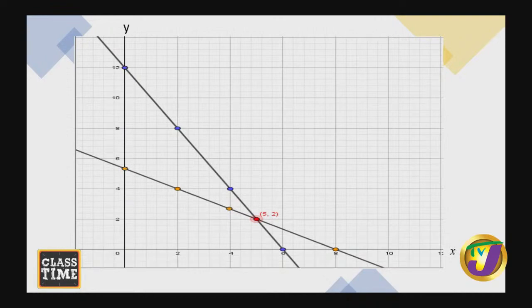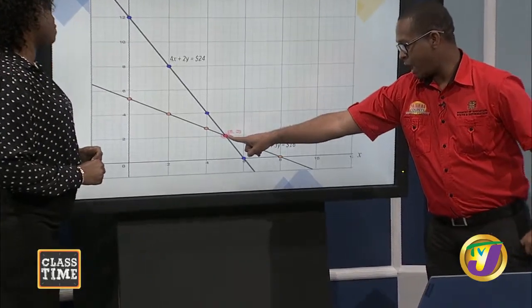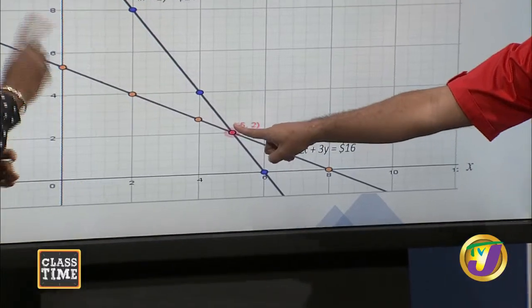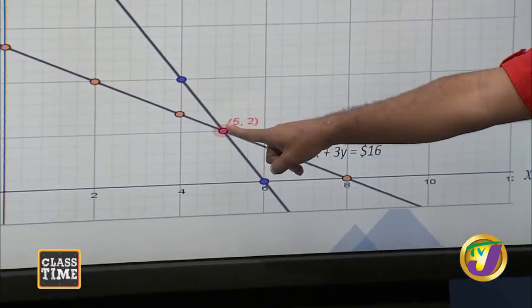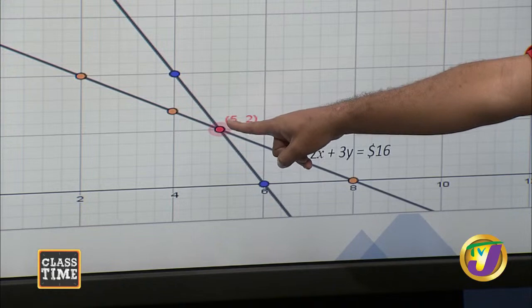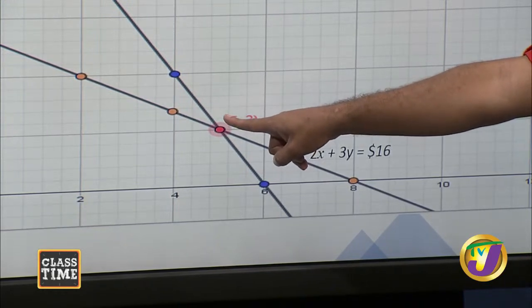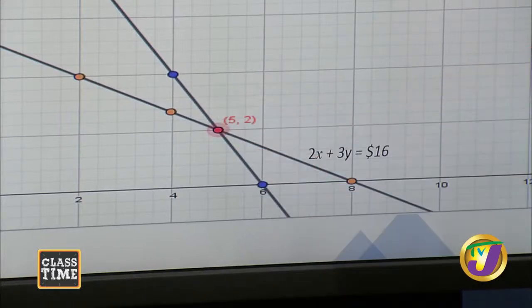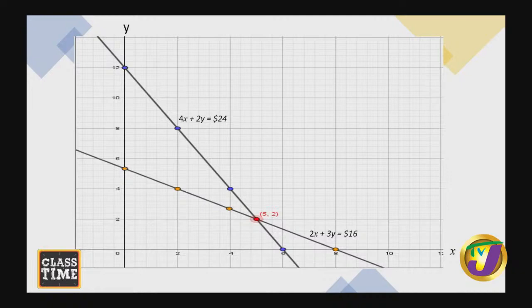And then notice the point of intersection. You can see here that the point of intersection is (5, 2), 5 being the value of x, which was the cost of one mango, and 2 being the value of y, which was the cost of one pear. So here we have a unique solution. We have solved that pair of simultaneous equations graphically.